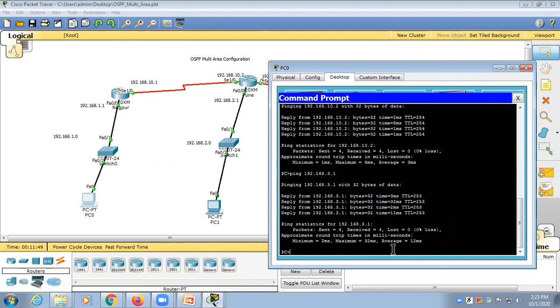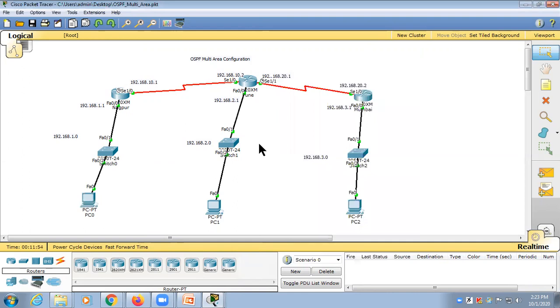It is pinging, guys. In this way, we can show that all the configurations are running and all the information is showing. This is very important, guys. This middle router is the area border router, which holds the information of area 1 and area 0. I hope, guys, this is okay with you. Thank you so much.